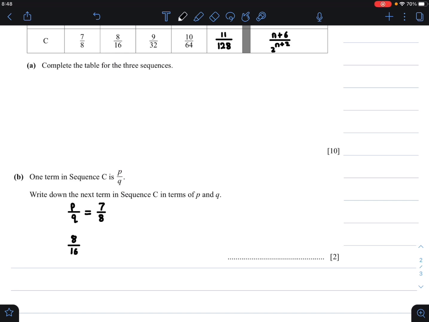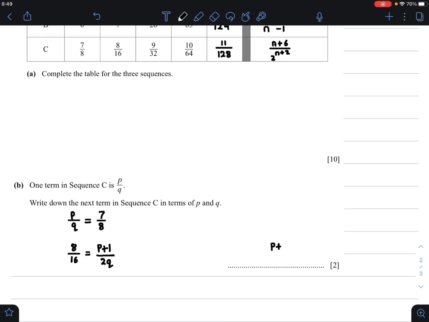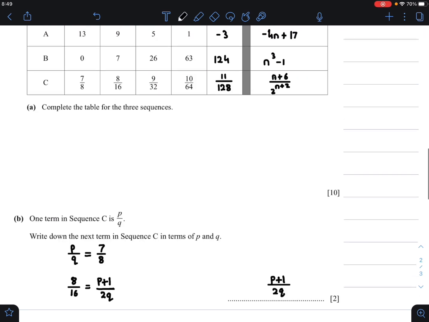So we could say that in terms of P by Q, the numerator would be P plus 1, because 7 plus 1, divided by 2 times Q. So it would be 2 times the previous denominator, and the numerator would be simply the previous numerator plus 1. So therefore your final answer would be p plus 1, the whole thing divided by 2q. Therefore this would be your final answer for part B of this question.